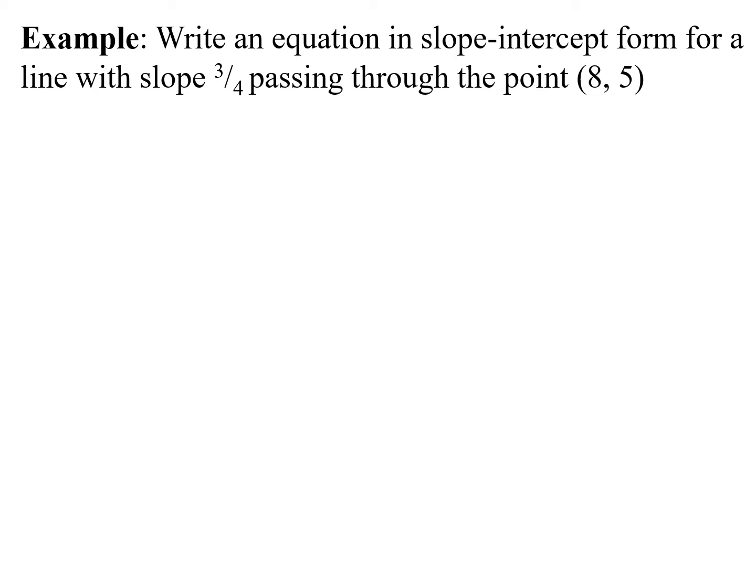So given the information you have here, you could start at the point (8, 5) and use the slope to actually graph the line. From the point (8, 5), you would go up 3 to the right 4. Then up 3 to the right 4, line up your ruler, and draw in the line. But let's go ahead and find the equation in slope-intercept form.